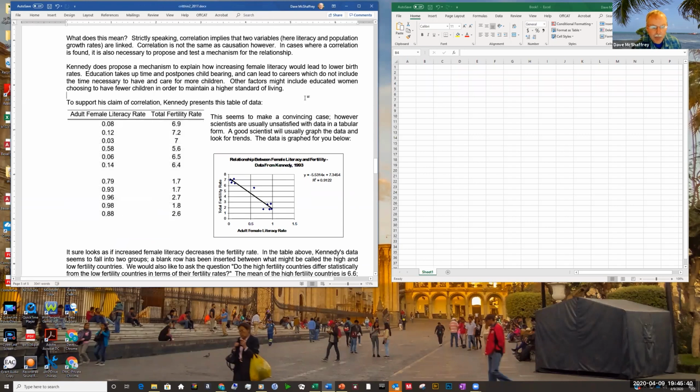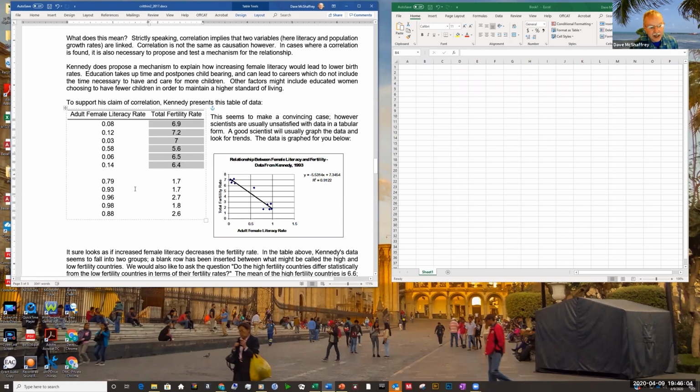this adult female literacy rate and the total fertility rate. And if you look at it, okay, these countries here have pretty low literacy rates. The best they do is about 58% of the female population can read. And if you look at their fertility rates, the lowest one there is about 5.6. That's 5.6 children per woman. That's what we mean by fertility rate.